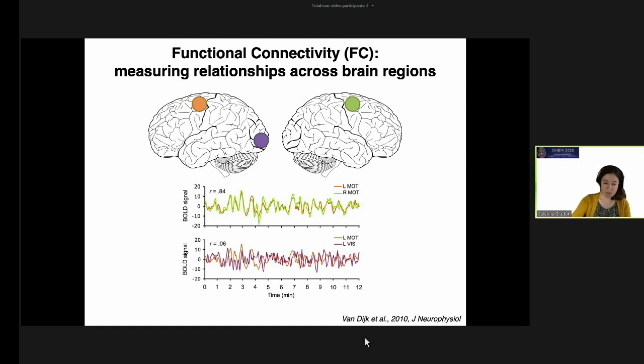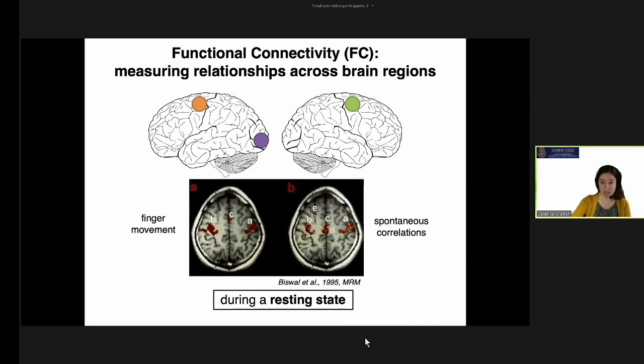Now, what was somewhat surprising to people who first did this work is that this correlation between left and right motor cortex is present not just when people are moving, but even when they're sitting as still as possible inside the scanner, like a lump. And yet, the spontaneous activity in their left and right motor cortex over time is correlated during this resting state. And these patterns of spontaneous correlations really mimic the patterns of activations that you see during motor tasks.